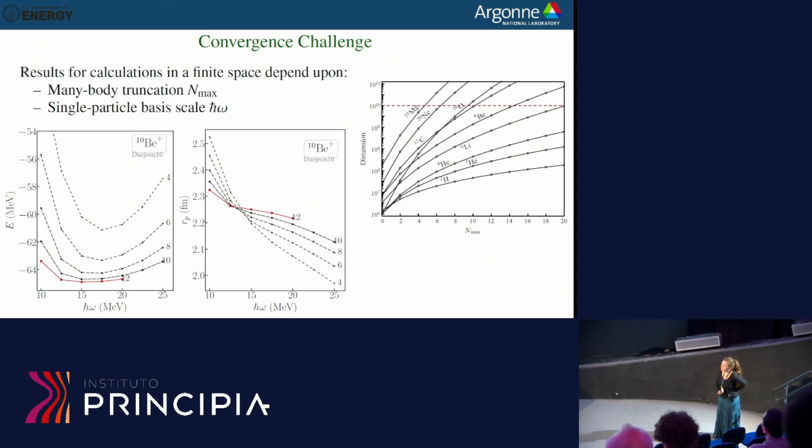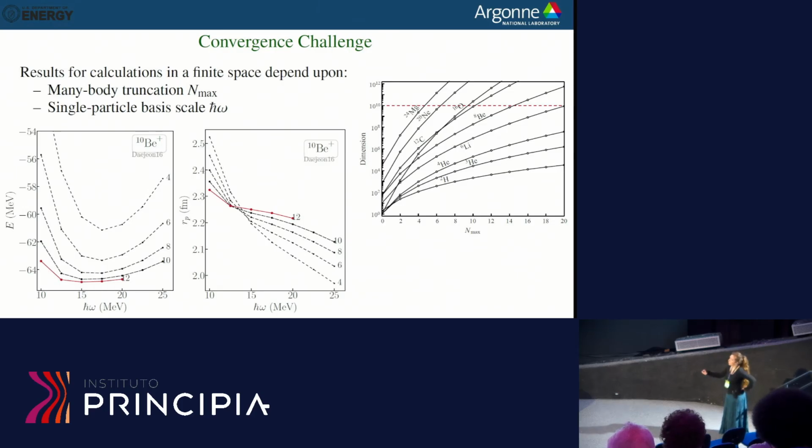Similarly, you would expect the result to be completely independent of my choice of basis, or choice of h bar omega parameter. So as I go up in N max and increase my model space size, the curves should start flattening out, as they are here. Again, not quite converged because they're not quite flat yet, but they're getting there. You can see similar behavior for the proton radius of beryllium-10, again plotted versus h bar omega with different curves for different N max. By N max 12, the curve is starting to flatten out, and for certain values of h bar omega, they're quite close together.